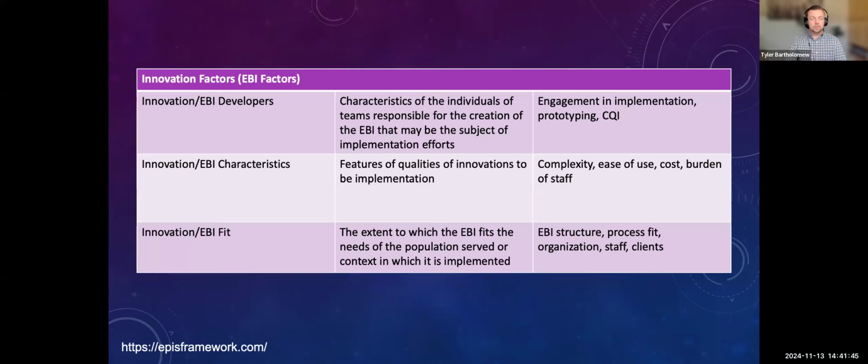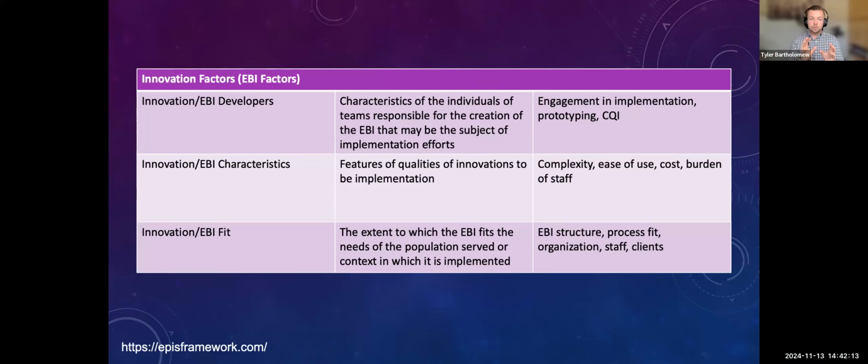So just some innovation factors, or what are evidence-based intervention factors. We think through who developed the intervention, the characteristics of that intervention, and then the fit of that intervention. So you can see things like the characteristics of the individuals who actually developed or created that intervention itself, and may be subject to support implementation efforts. We have features and qualities of the innovation to be implemented.